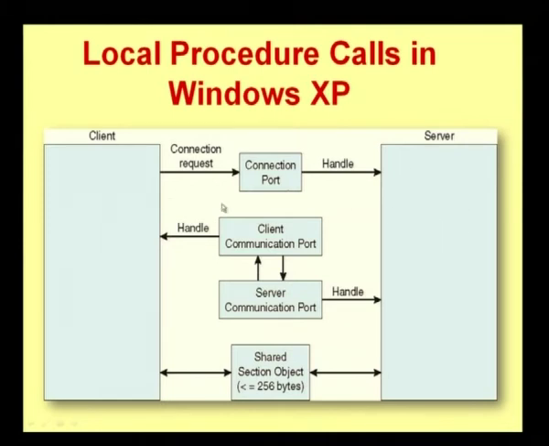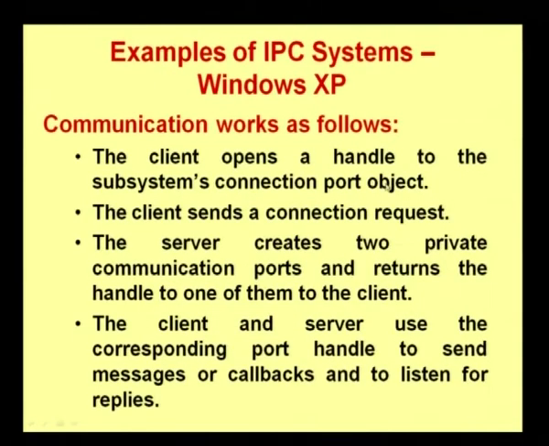In this client, a connection has been requested and you have a connection port. I suppose you might know what a port is. A port is something like 8080 or 1625, which you will see in terms of communication pipes. Here the connection has been requested and handed to a server. The client opens a handle to the subsystem connection port object. The client sends a connection request. The server creates two private communication ports and returns the handle to one of them to the client.